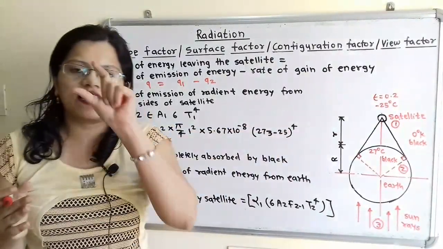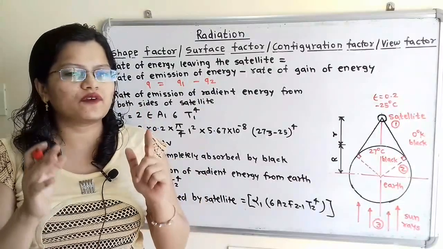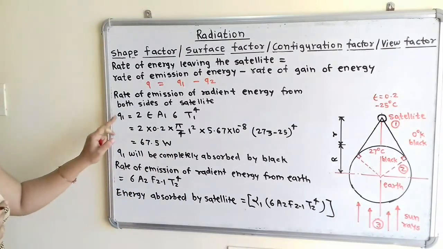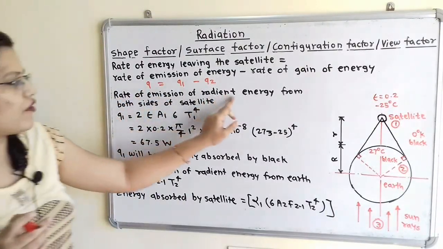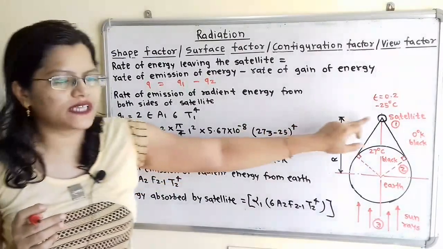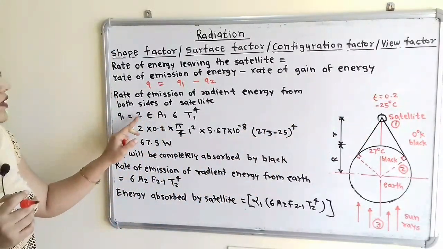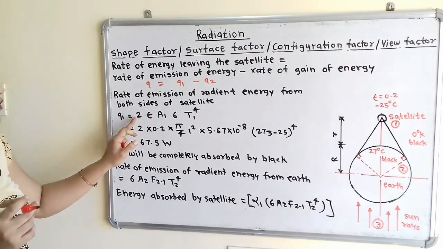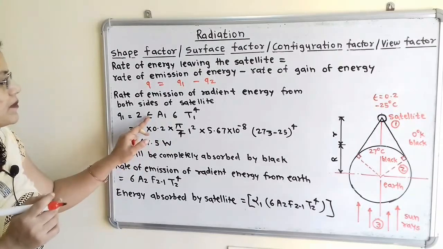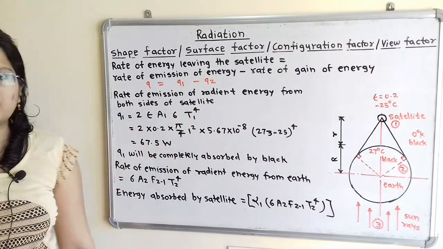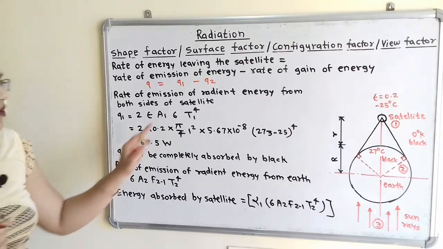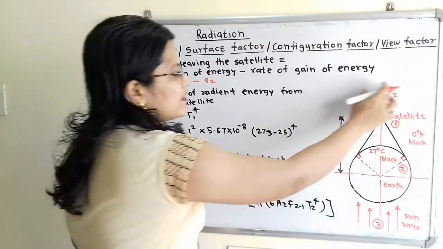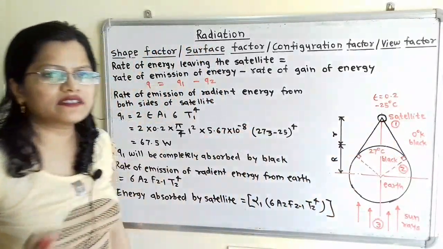Now we know that this satellite is disc shaped and therefore it has two surfaces of circular shape. So we will take the rate of emission of radiant energy from both sides of the satellite equal to 2 into epsilon into A1, because we have to take the two surfaces, that's why 2A1, into sigma into T1 raised to 4. Sigma is the Stefan-Boltzmann constant, while T1 is the temperature of the satellite. For any notations for satellite we will use the suffix 1.